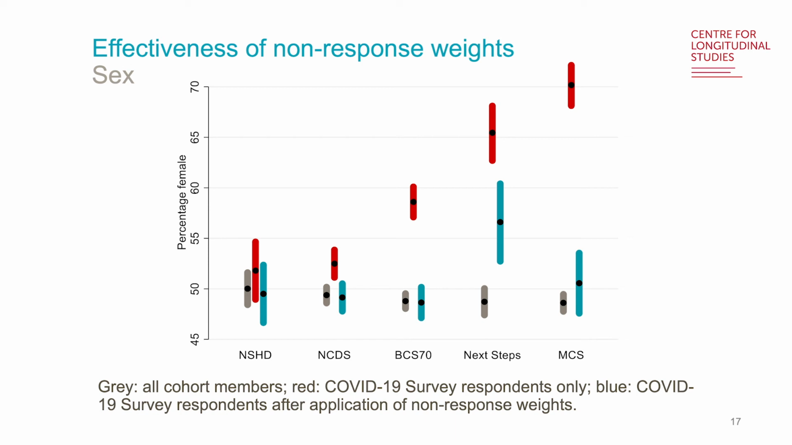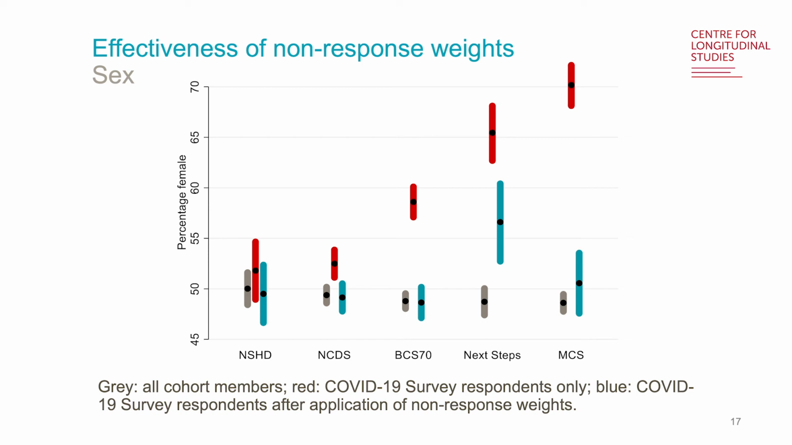So, a set of results here for sex. You'll see from the bottom that the grey bar represents that first analysis, so all cohort members. The red represents the analysis using COVID-19 survey respondents only, but unweighted, and the blue represents analysis using COVID-19 survey respondents only, but after the application of non-response weights. Results are presented separately for each cohort, and this is the percentage female.